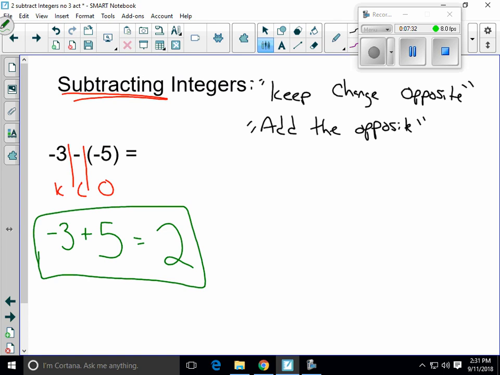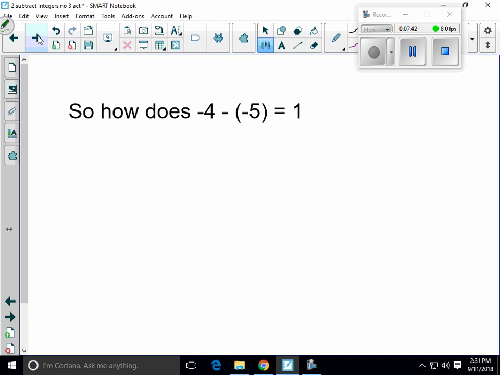We're going to do this transformation. We're going to change it into an addition problem because we already practiced with addition. Okay, it'll make these problems a lot easier. Okay, here's one more example, and then we'll go through some more examples on the next page. Okay, so how would -4 minus -5 equal +1? How would that work? Well, let's try the keep, change, opposite transformation.